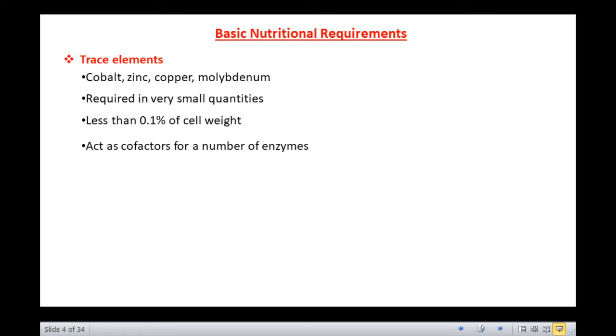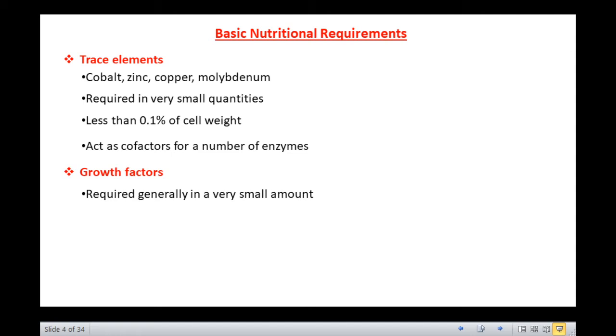Many organisms may require certain pre-formed organic molecules which they cannot synthesize. These are called growth factors and are required generally in a very small amount by that particular organism.